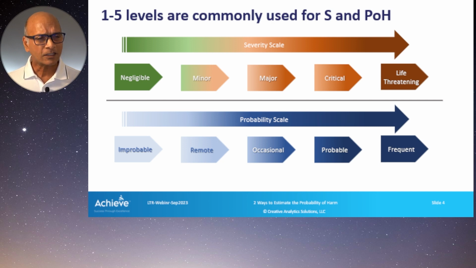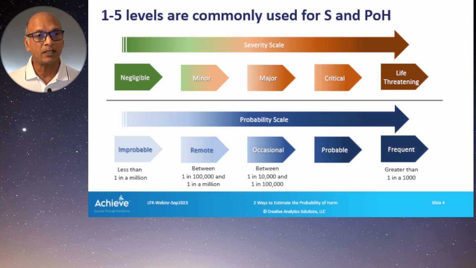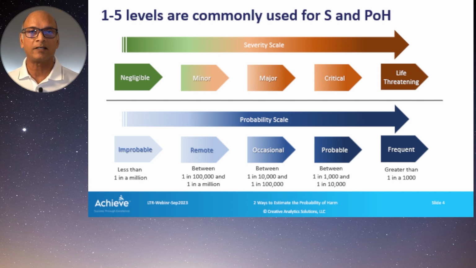Just for examples, you might have ranges like these. Maybe less than 1 in a million is improbable, and on the other side is a much larger number. You fill the scale with different ranges on a log scale. You might be using different ranges, but this is just an example. So this is how generally things are done in our industry: 1 to 5 levels of severity and 1 to 5 levels for probability. In addition, you might have numerical ranges for probability corresponding to each one of those 5 levels. Okay, so this is how we have set up.